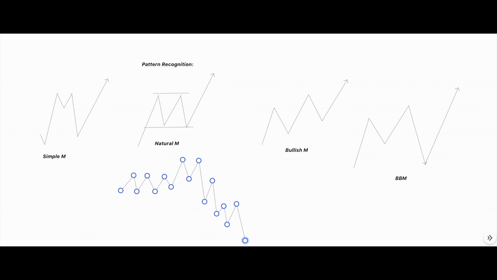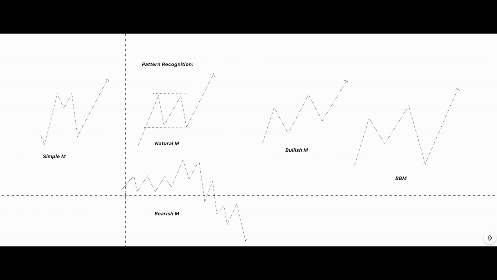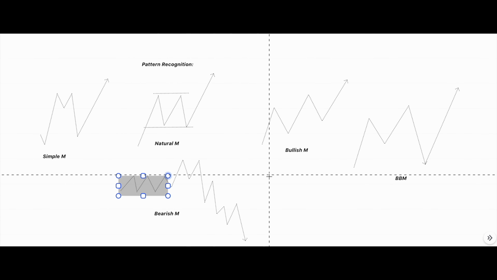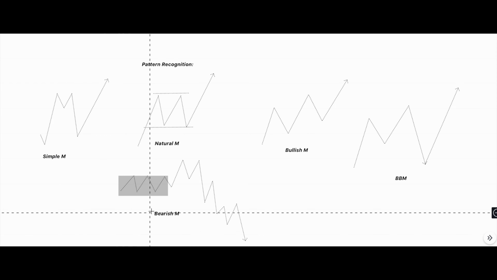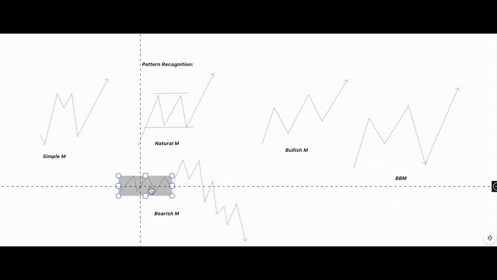This is going to be called a bearish M. It is important to recognize before the move even happens, even after, right? But before the move even happens, if you're looking for that or trying to identify a bearish M, it is important for you to understand that consolidation will come before it.